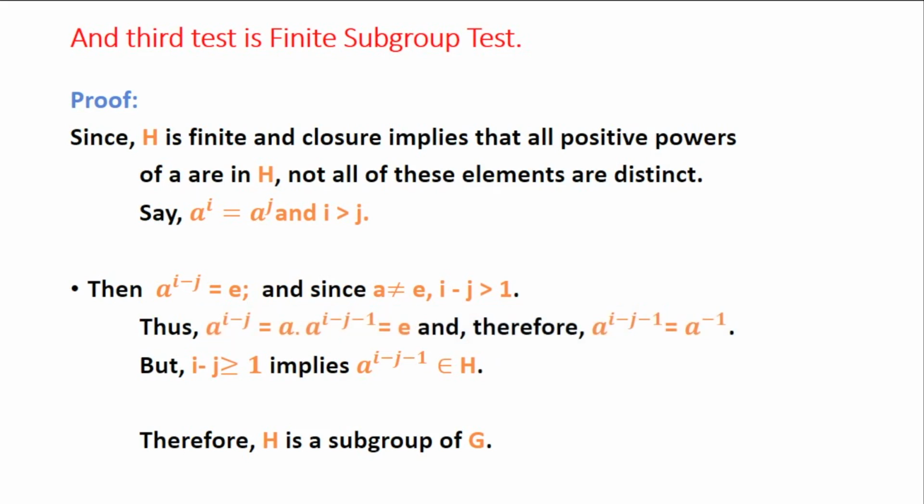But i minus j is greater than or equal to 1 implies a to the power i minus j minus 1 is an element of H. Therefore, H is a subgroup of G.